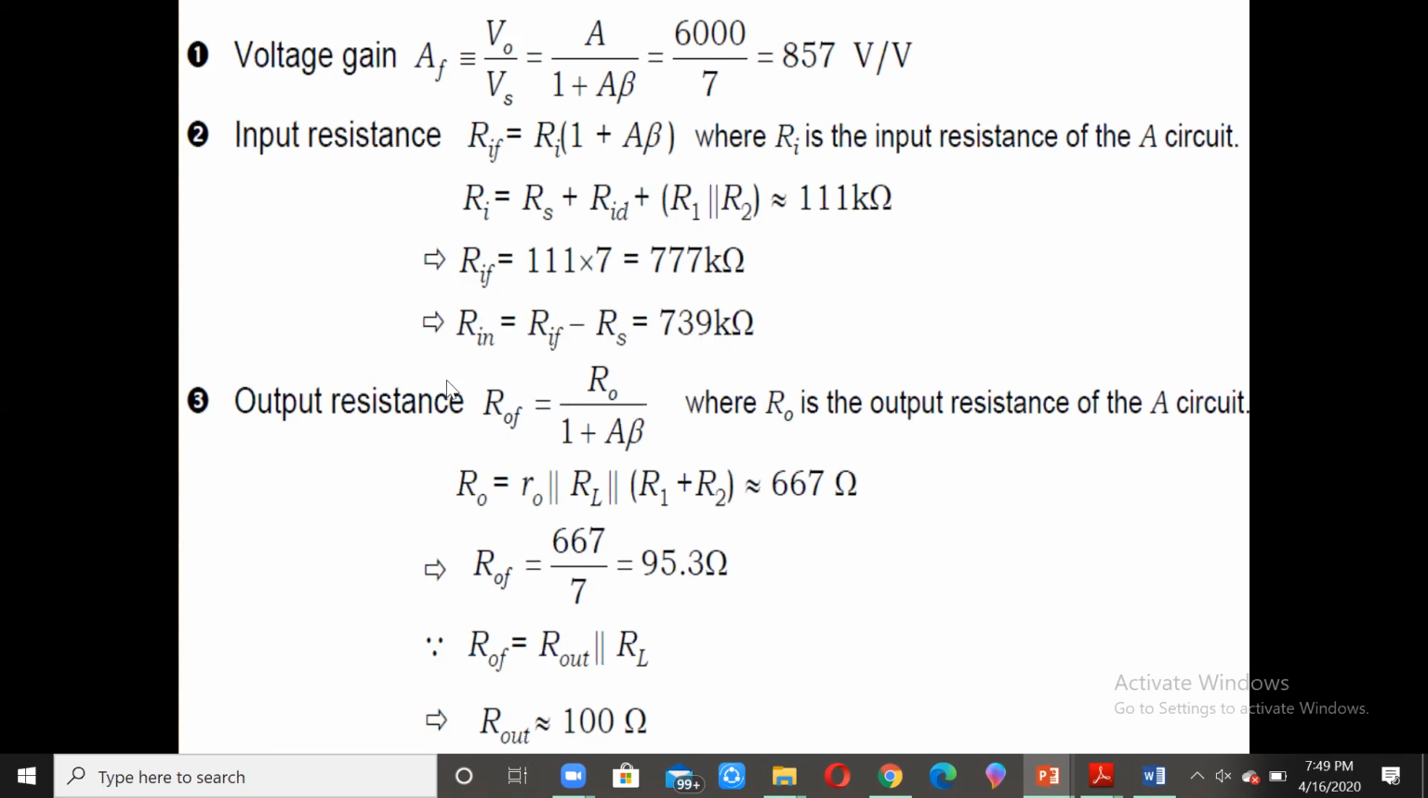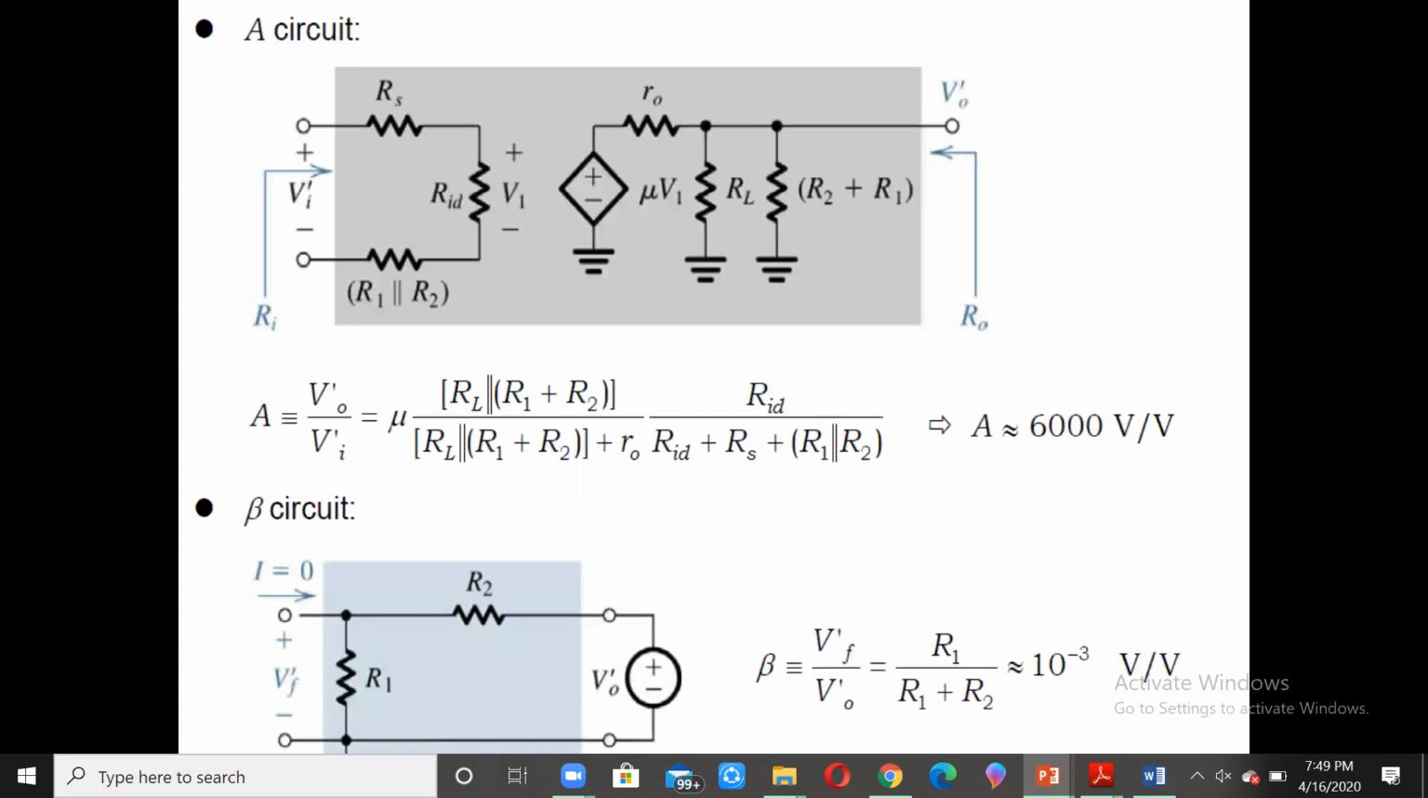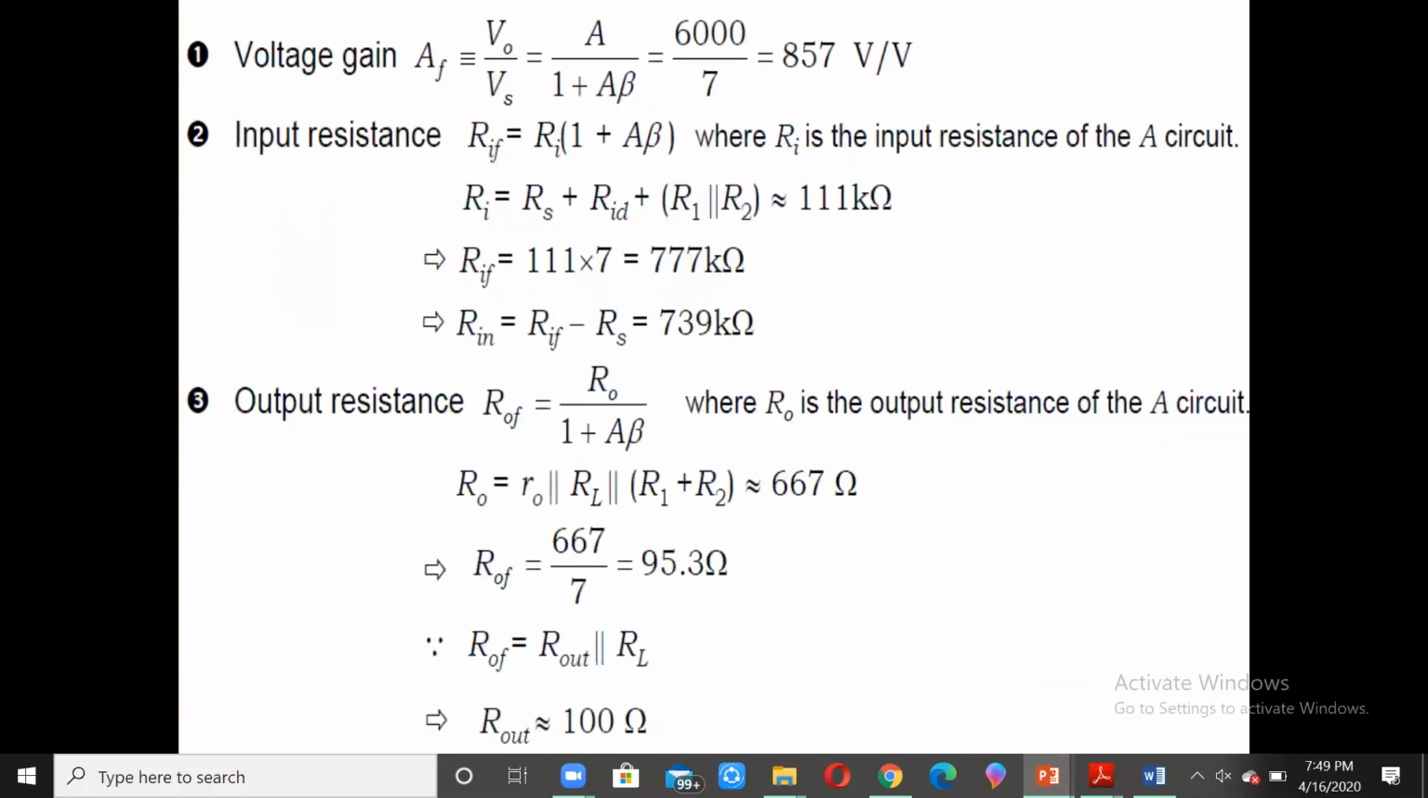Then we have the output resistance ROF equal to R0 by 1 plus A beta, where R0 is R0 in parallel with RL in parallel with R1 plus R2. If you go back over here, we should short this to measure the Thevenin's equivalent resistance here, and that will be R0 in parallel with RL in parallel with R2 plus R1. That is what is mentioned over here, and that will give us 667. ROF is 667 by 7, and that is 95.3 ohms.